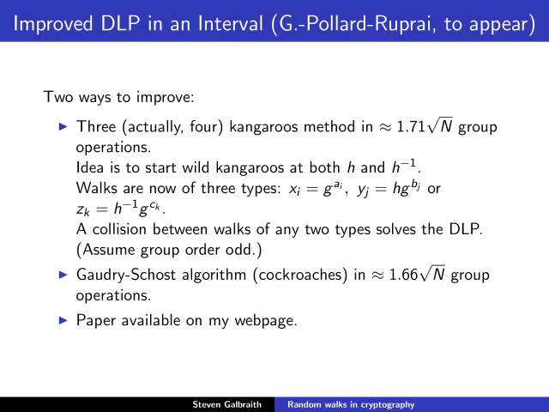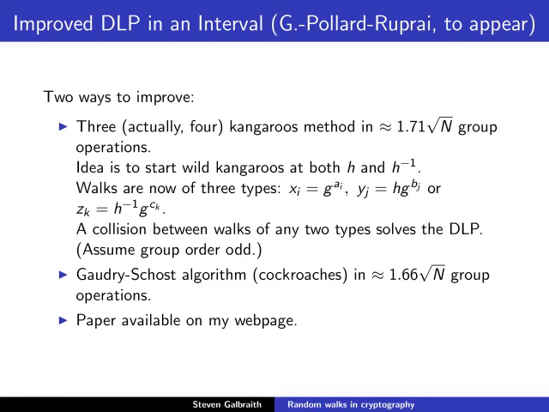And the great thing is a collision between any of these walks wins. There are no bad collisions anymore. So if the tame and the wild collide, of course that works. If the tame one collides with the one starting from the H inverse, that works as well. And if this one collides with this one, everything works fine as long as you assume the group order is odd, which is okay.